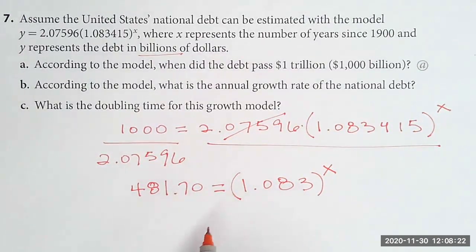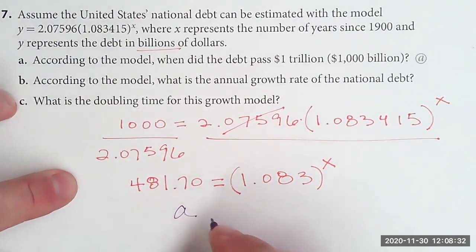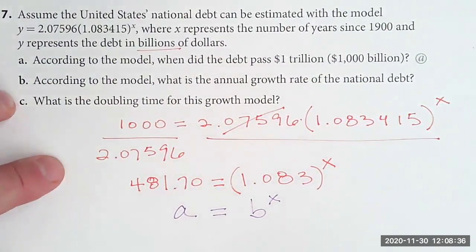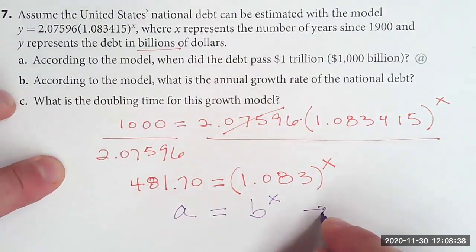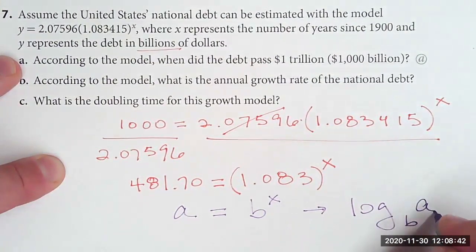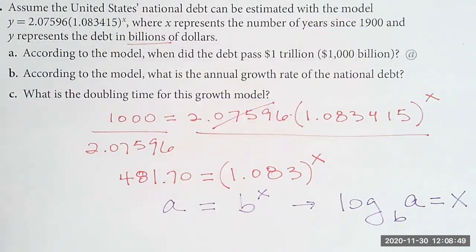Now, you have this in exponential form. To solve for the exponent, you need to write it in logarithmic form. So recall that your argument is equal to your base raised to the exponent. The equivalent form of this is log of the base, the argument equals the exponent. So now let's use logarithms to figure out what X is equal to.